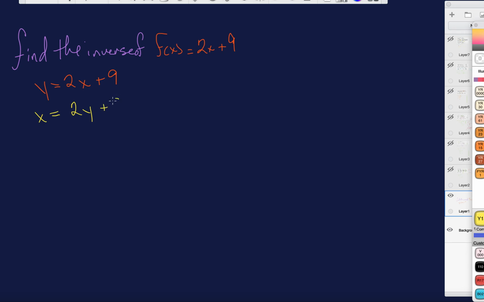2y plus 9. Now we solve for y, so we're going to subtract 9 from both sides. You can't put x and 9 together, so it's going to be x minus 9. These go away. Equals 2y. Then divide by 2. X minus 9 over 2 equals y. That's our inverse. y inverse is x minus 9 divided by 2.